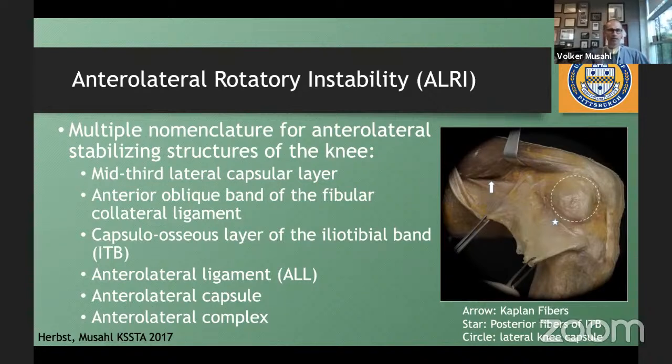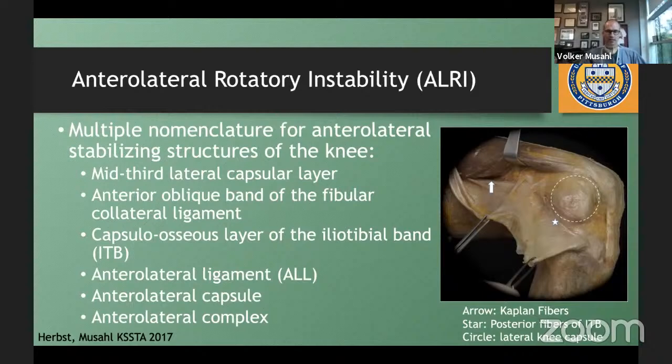So, anterolateral instability. First of all, there is controversy about what the anterolateral side is made up of. But really importantly, that's all I really want you to take away from this talk. It's the IT band, right? Then there's something people call the anterolateral ligament, which has also been named the mid-third capsular ligament and many other names.